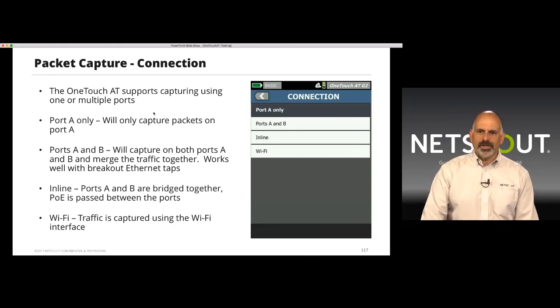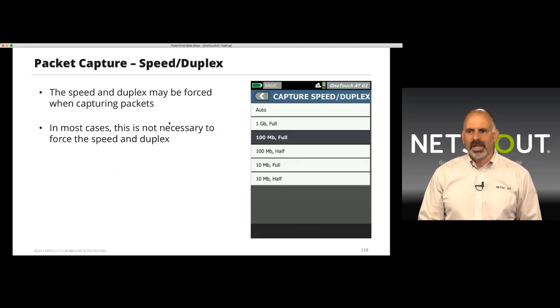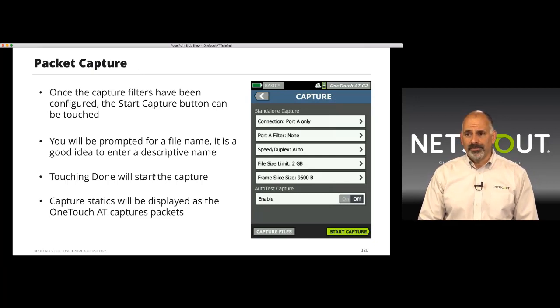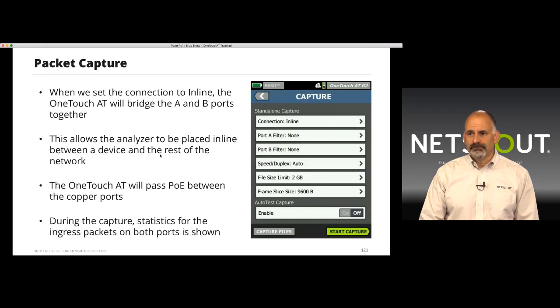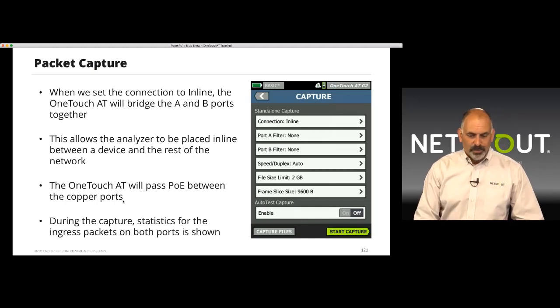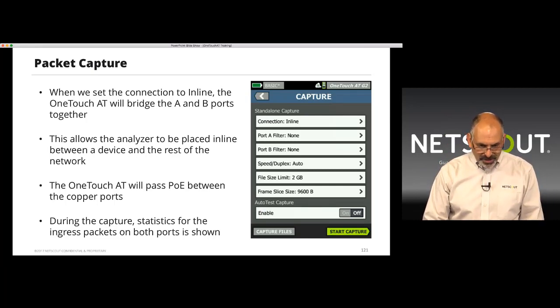So it supports capturing multiple ports, A and B. We can capture Wi-Fi traffic. We can set up filters, like I said, based on MAC, VLAN, IP address, and TCP ports. We can force our speed and duplex, or we can let it auto figure it out. We can capture packets. Okay. So in this case, like we said, it'll pass PoE. Wanted to prove that to you. We can see where it passes PoE. Let me come in here.